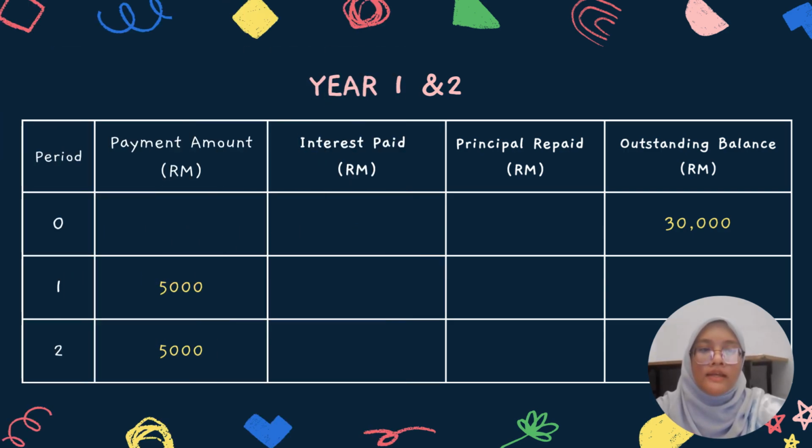Now, let's take a look at the amortization schedule framework. As you can see on the slide, we have set up the structure specifically for the first phase of the loan, year 1 and year 2. At period 0, no payment has been made and no interest has accumulated yet. The table simply records our initial starting debt, which is the full principal amount of 30,000 under the outstanding balance column. For periods 1 and 2, I have pre-filled the customized payment amount of 5,000 per year. Right now, the columns for interest paid, principal repaid, and outstanding balance are completely blank. On the next slide, I will explain the calculation for the 3 blank spaces for year 1 and year 2.